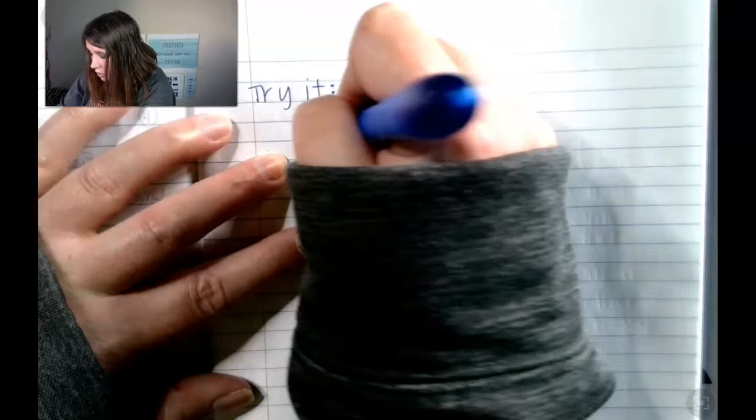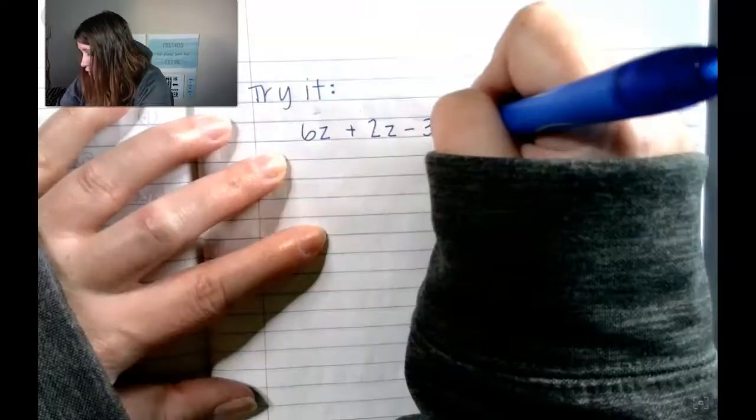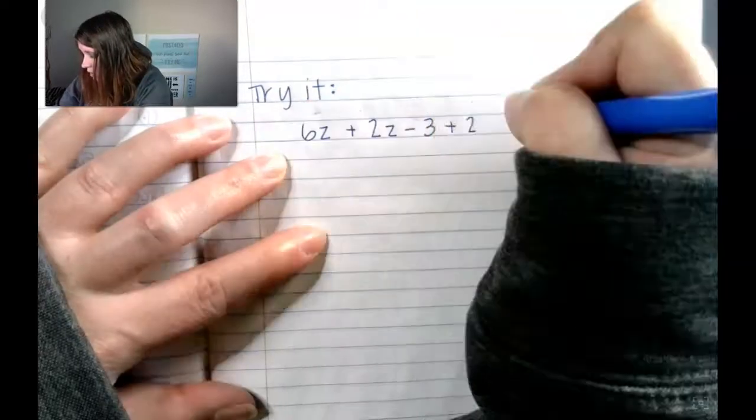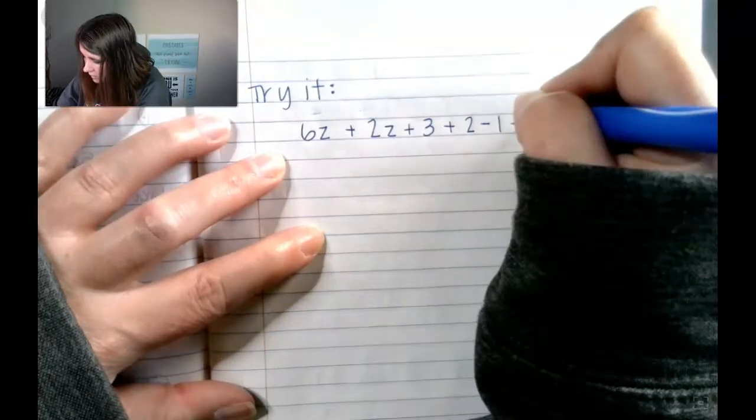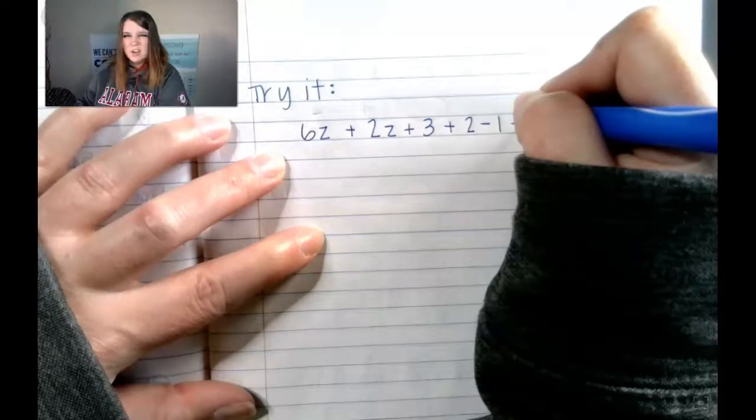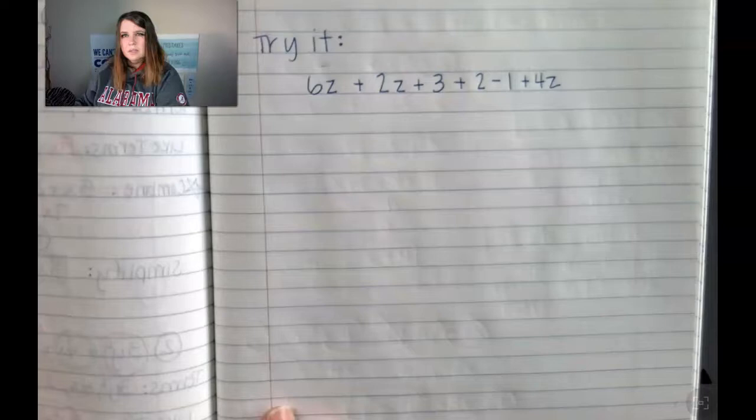Okay, let's see here. 6z plus 2z minus 3 plus 2. Oh, hold on. Minus 1 plus 4z. Okay, there we go. Sorry. All right, go ahead and do this one.